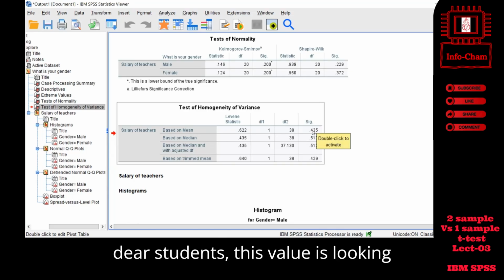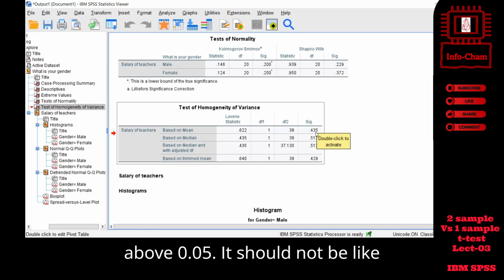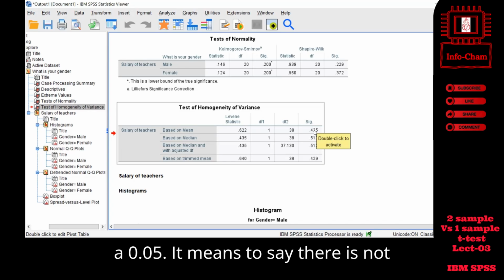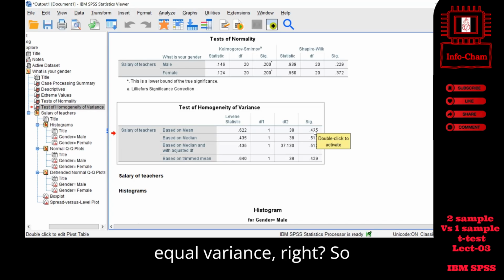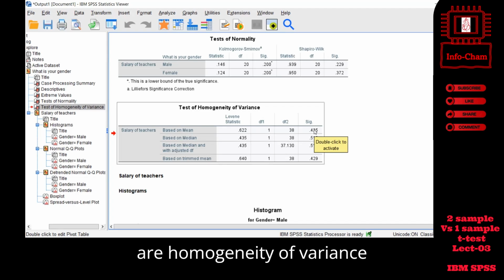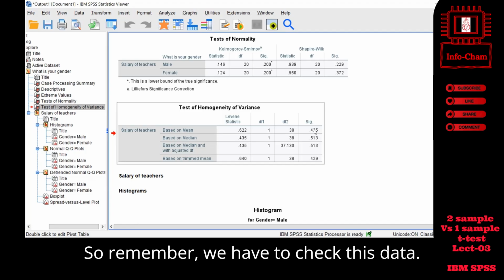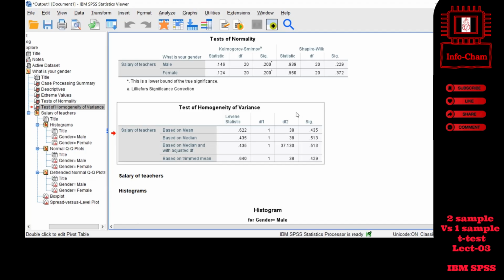Again, my dear students, this value is looking above 0.05. It should not be like 0.05 or below. That would mean to say there is not equal variance, right? So based on the average, I should say there is homogeneity of variance in the teacher's salary, right? So remember, we have to check this data.